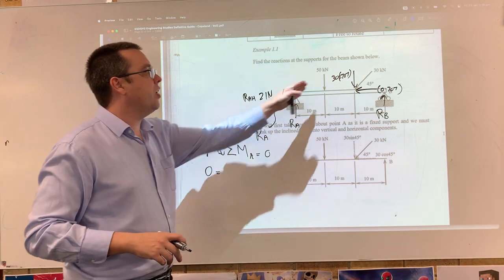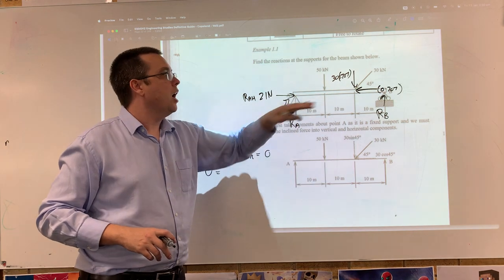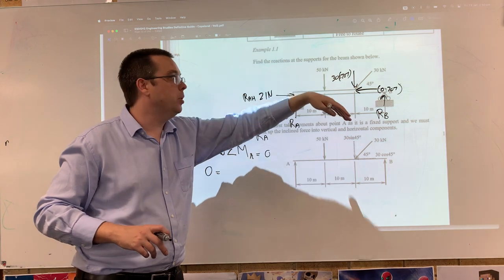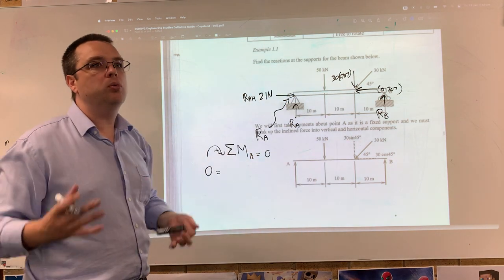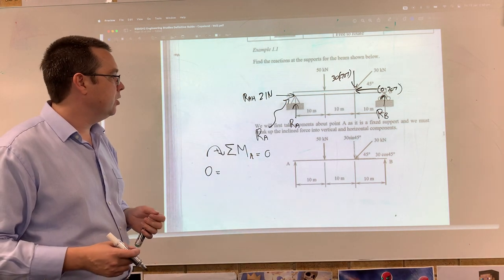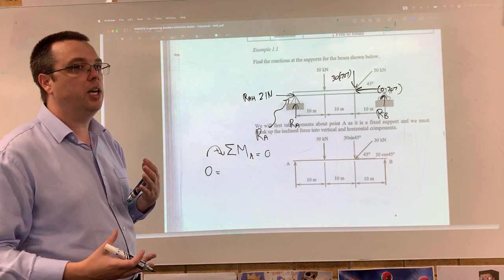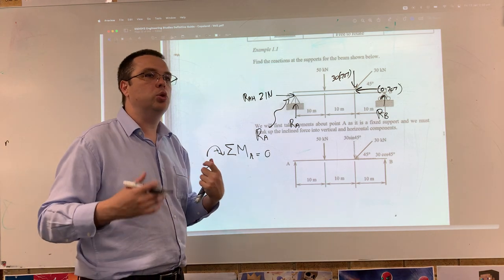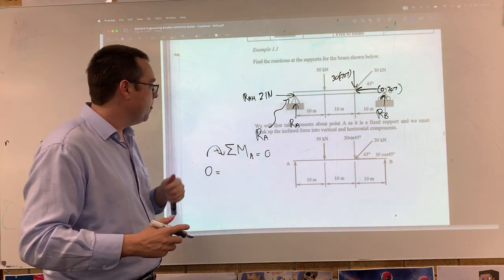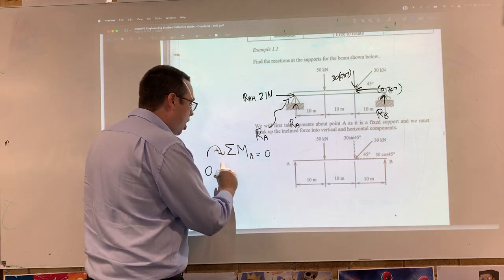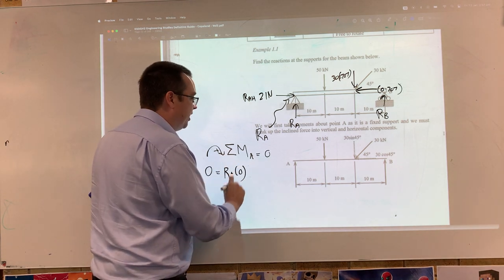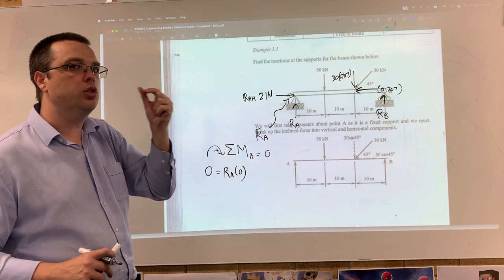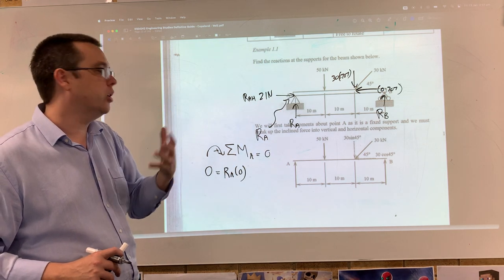So rather than dividing this 50 into thirds, and dividing this 30 times 0.7, so it's 21 and a bit, into thirds, we can just use this one equation, and that will give us an answer. It's much easier to read the answer if you do it this way. It's the way most people approach it. I just want to let you know that you can do it intuitively by breaking it up into its parts. Now, I will write RA multiplied by zero, and that's how we get to ignore RA, because the distance to the reaction is zero.